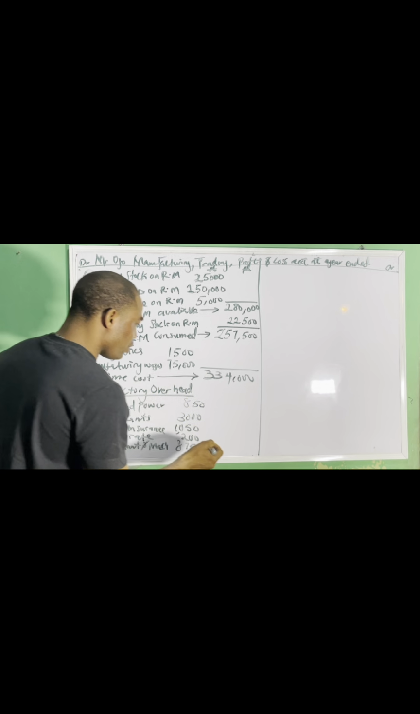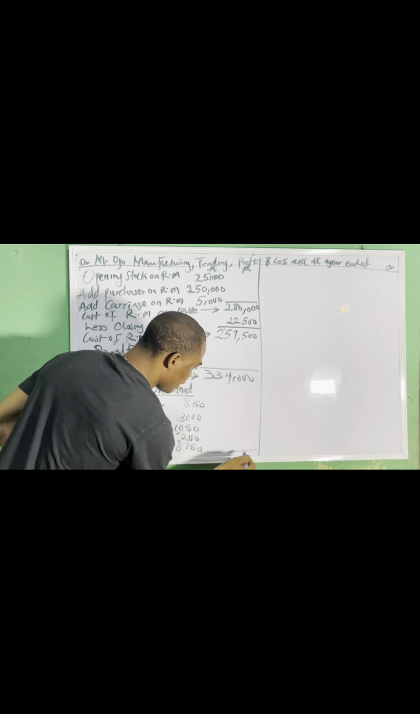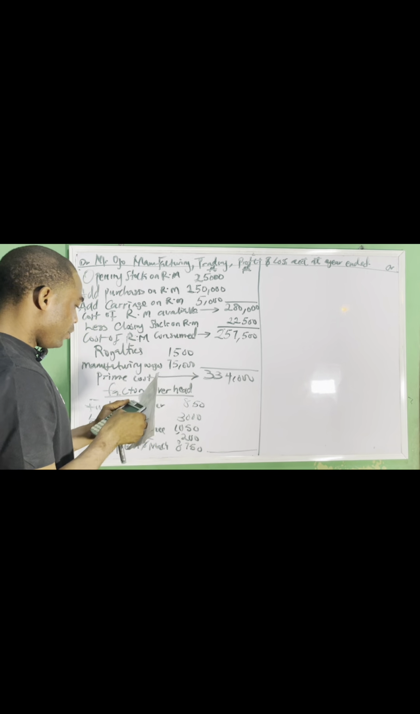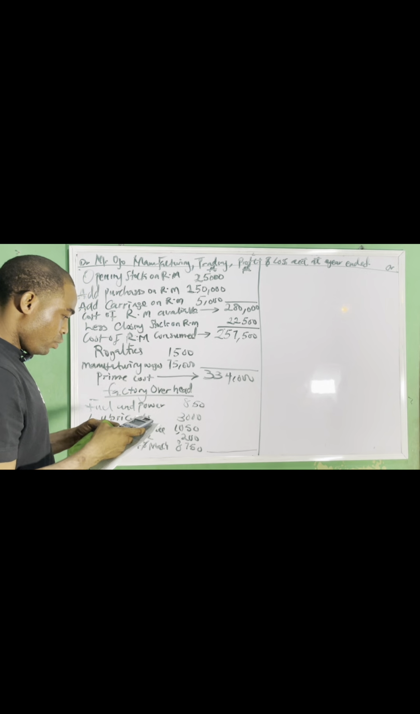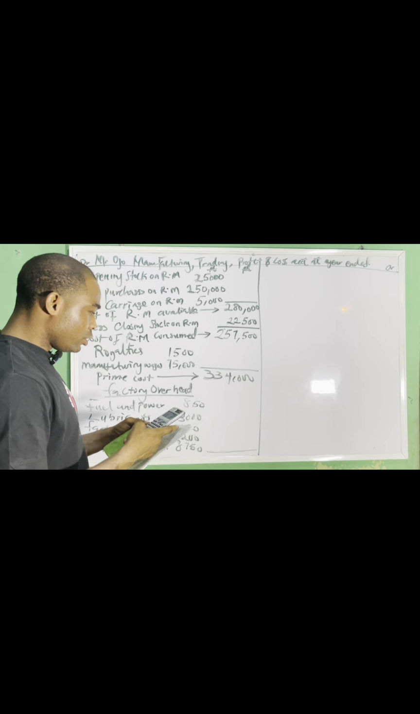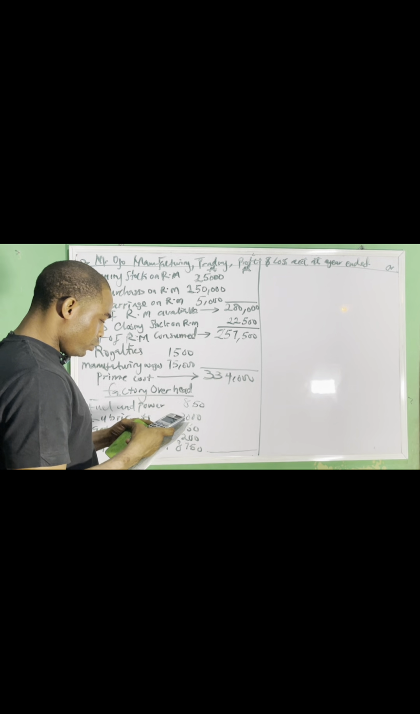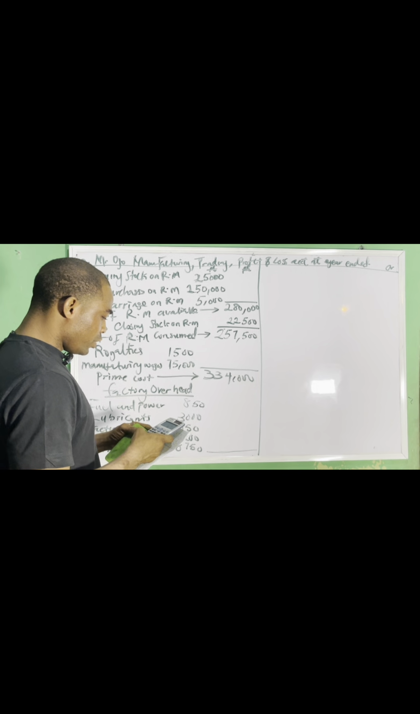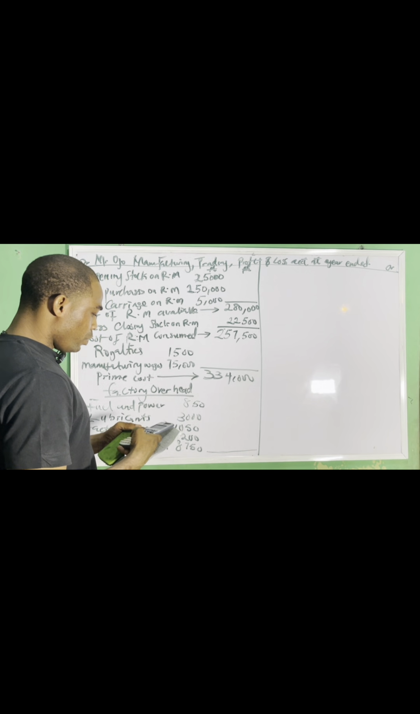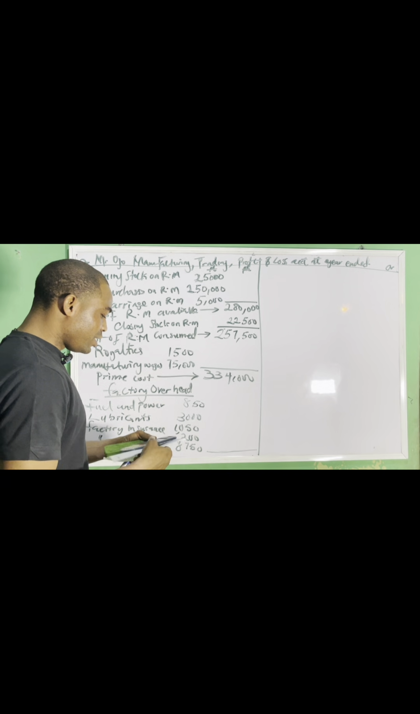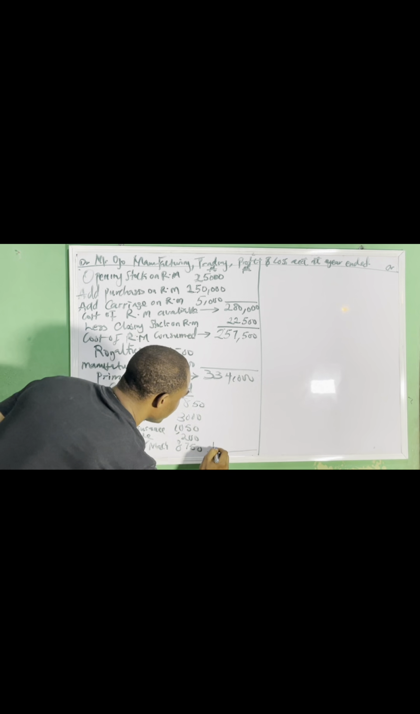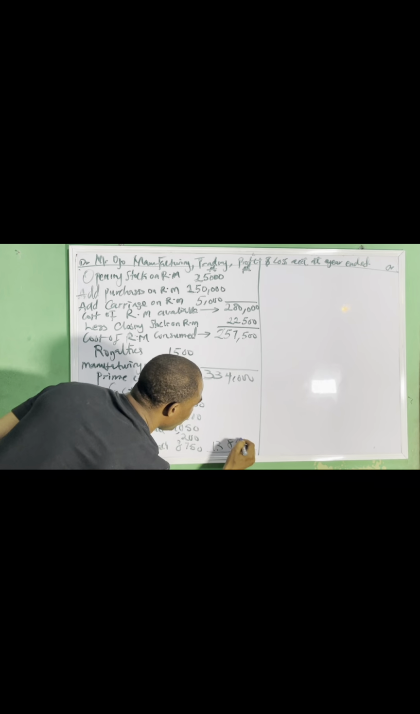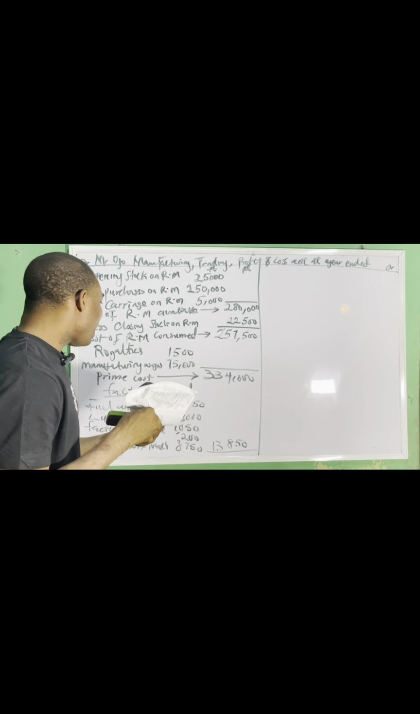So what we now do is add all these factory overheads together. Please be adding it together at your own end too. 850 plus 3,000 plus 1,050 naira plus 200 plus 8,750. So we have 13,850. 13,850 is all our factory overhead.